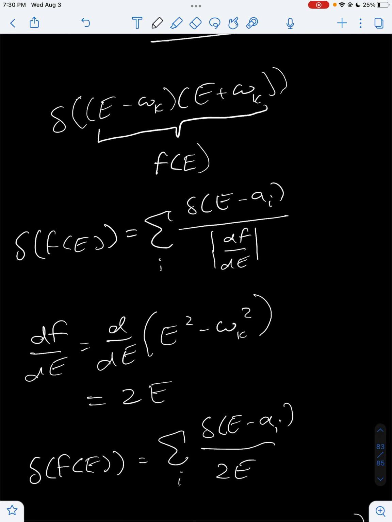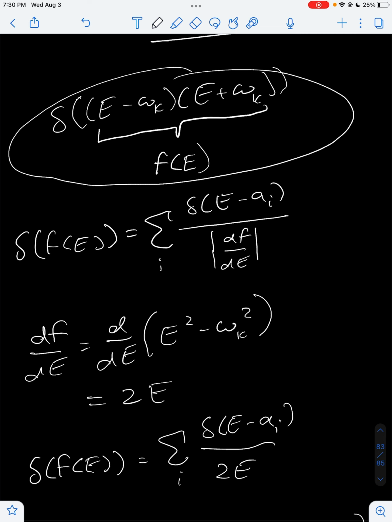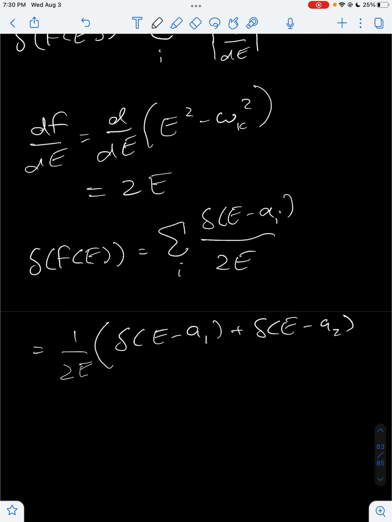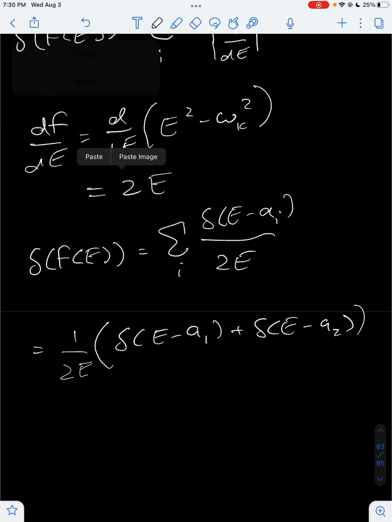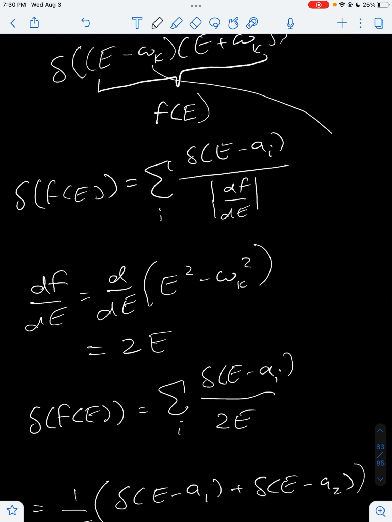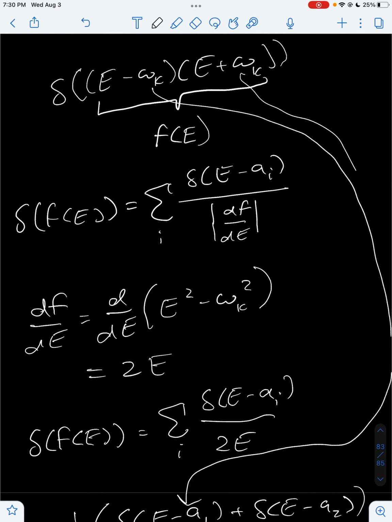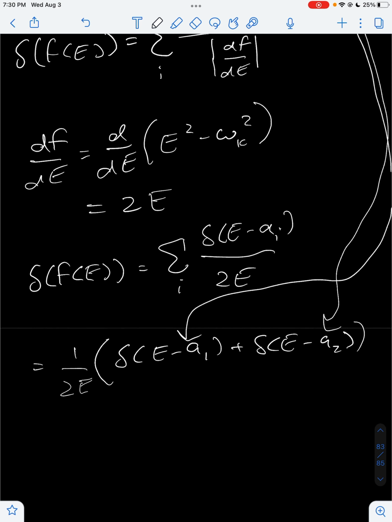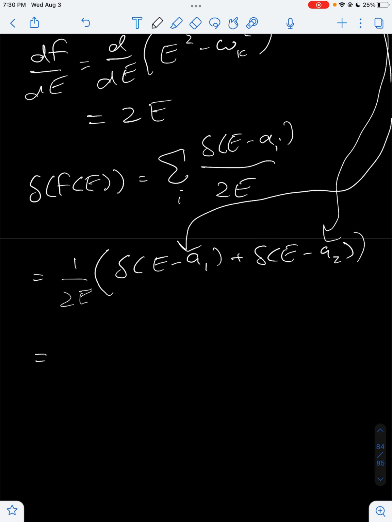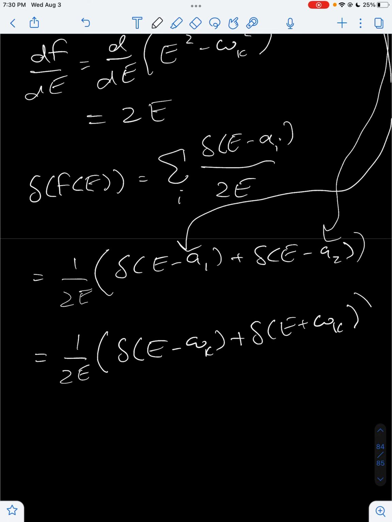So again, here was our formula for f of e in our delta function. So we can see that a1 is just going to be omega k, and a2 is minus omega k. So this basically comes down to being 1 over 2e of delta of e minus omega k plus delta of e plus omega k. So now we get that.